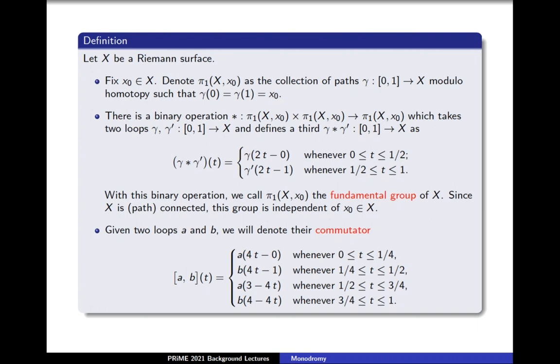Given two loops A and B, we can take their commutator, AB of t, and again what we will do is a concatenation operation. We'll take a of 4t for the first segment of time, b of 4t minus 1, then a of 3 minus 4t, and b of 4 minus 4t. So as in group theory, we want to think of doing A, B, A inverse, B inverse.